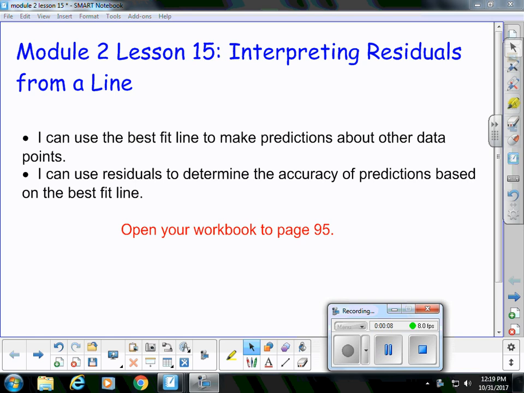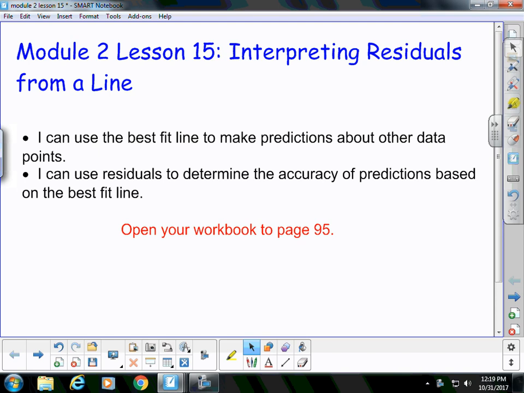Module 2, Lesson 15, Interpreting Residuals from a Line. We're going to use the best fit line to make predictions about other data points, and we're going to use the residual line to determine the accuracy of the predictions based on the best fit line.